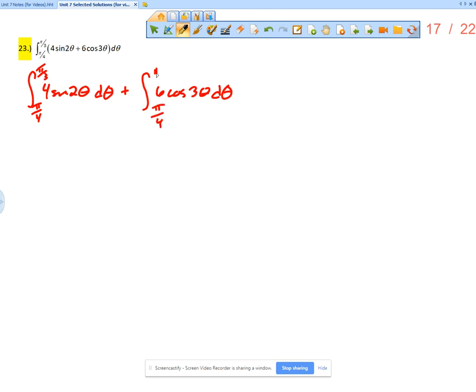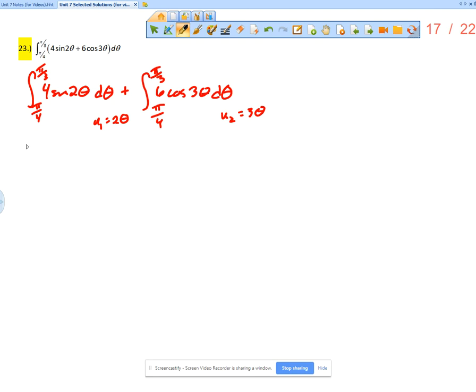Now, if I'm going to integrate the first one, I need a u substitution of 2 theta. And if I'm going to integrate the second one, I'm going to need a u substitution of 3 theta. So I'm actually going to have u sub 1 as 2 theta, and then over here, u sub 2 as 3 theta.